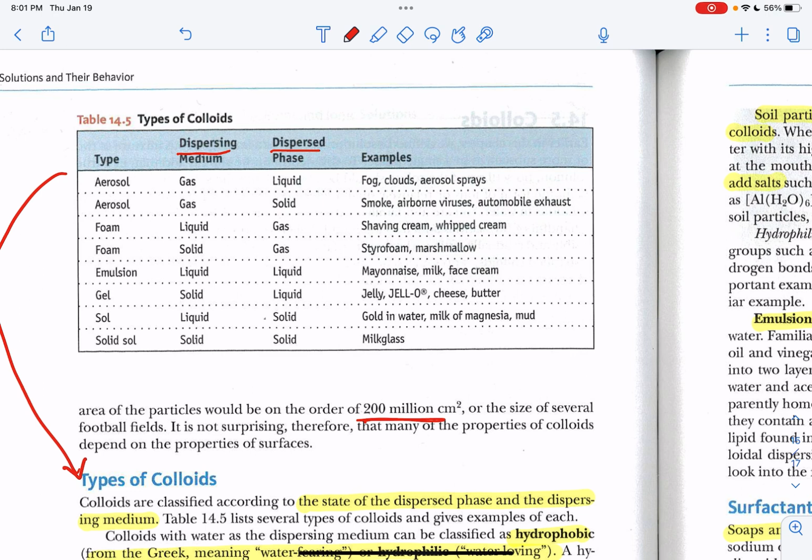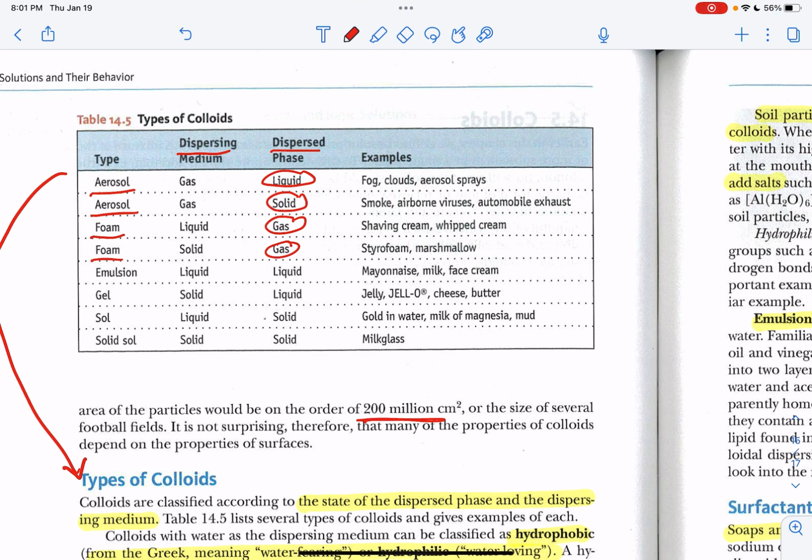And so if we disperse a liquid in a gas, we have an aerosol. If we disperse a solid in a gas, we have an aerosol. You can even disperse a gas in a gas. You can also disperse a gas in a liquid. We call that a foam.